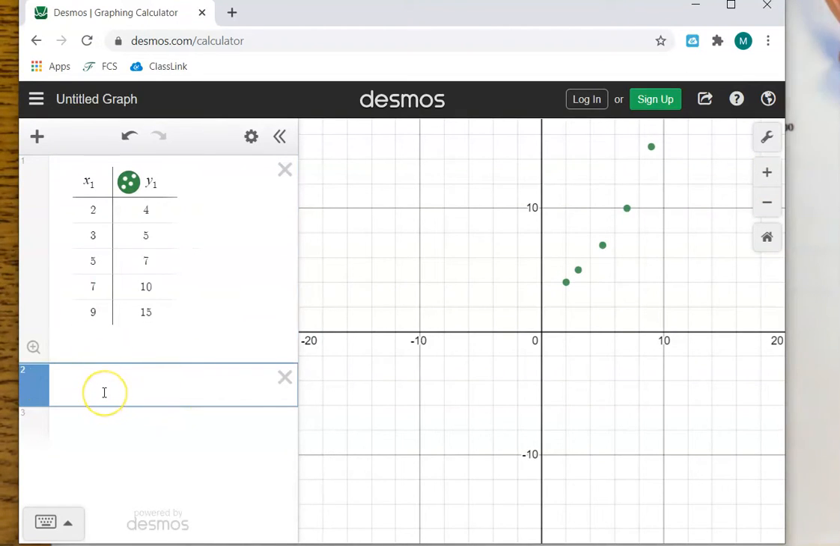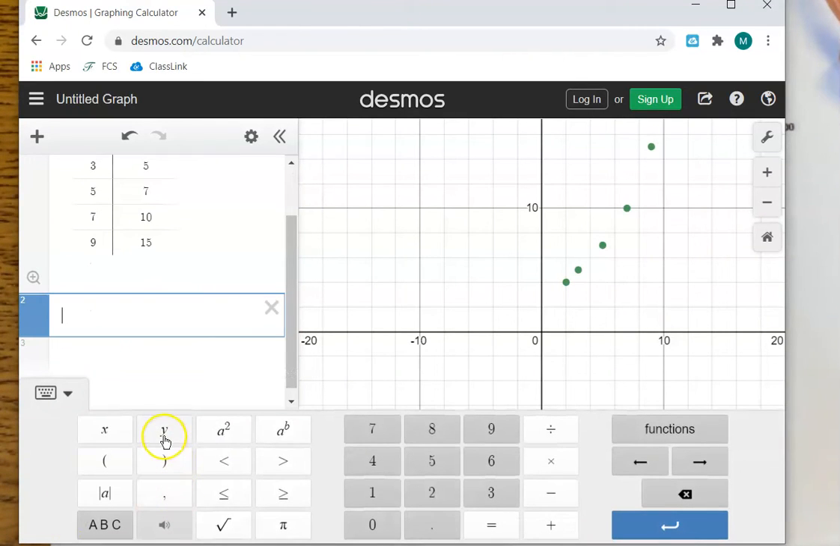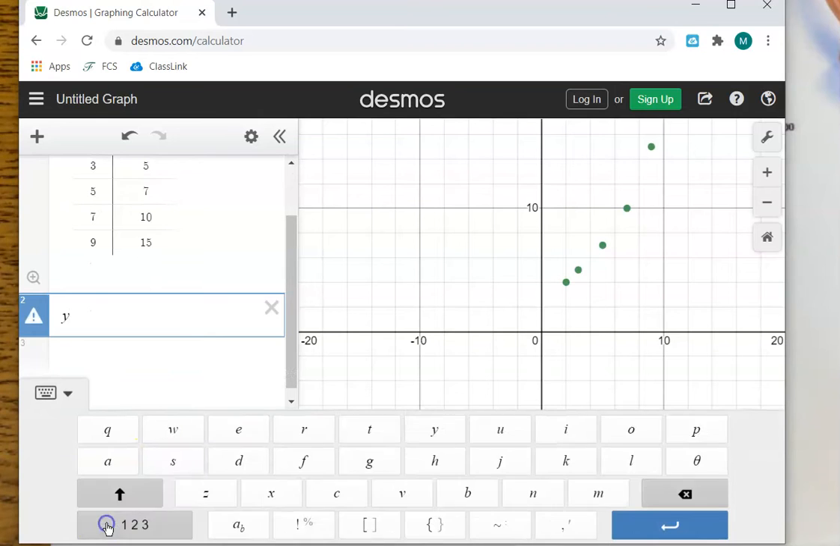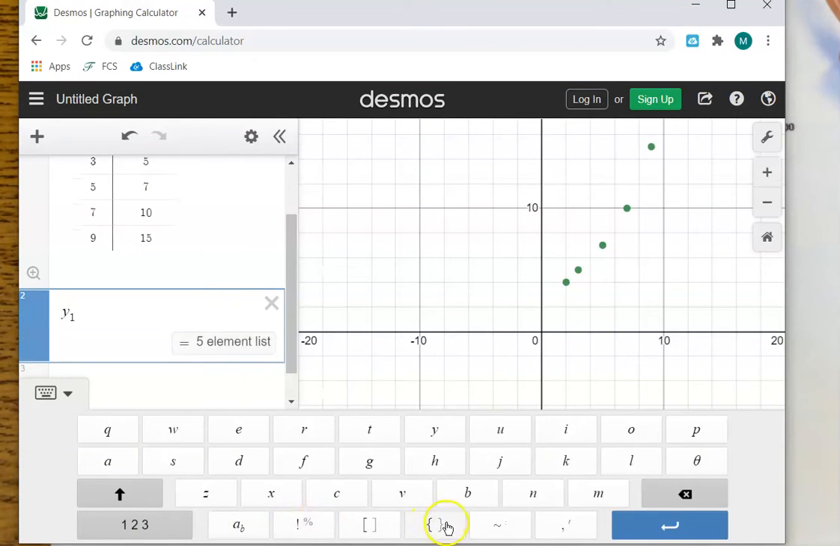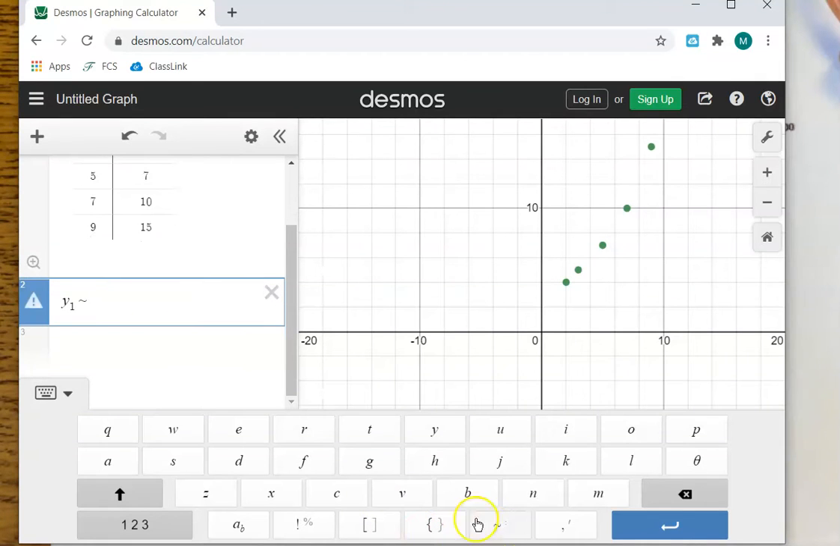second one, the 2, and we are going to put y. Remember to click the A, B, C, and click the subscript to put 1. And then I need to do the squiggly line. And all I did to get out of the subscript was press the right arrow on my keyboard.